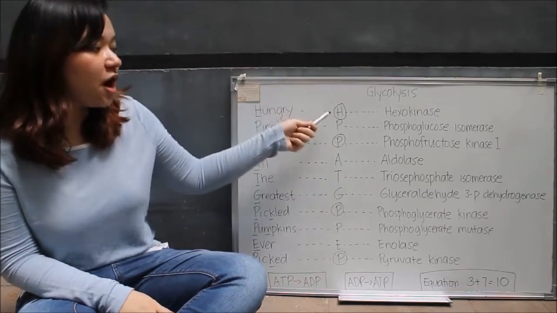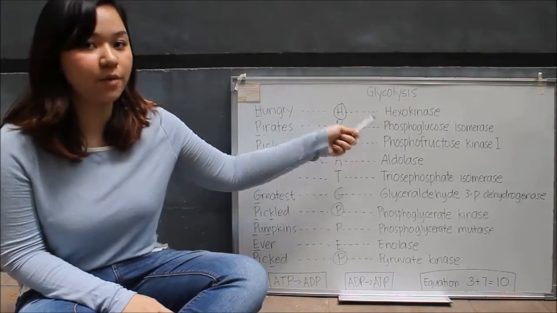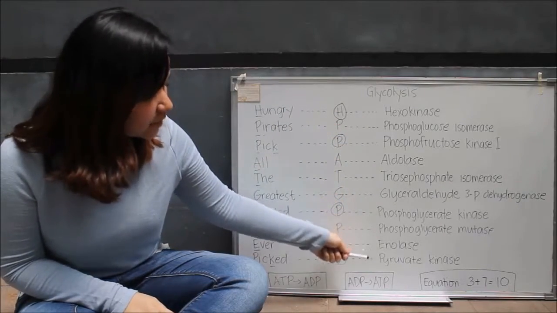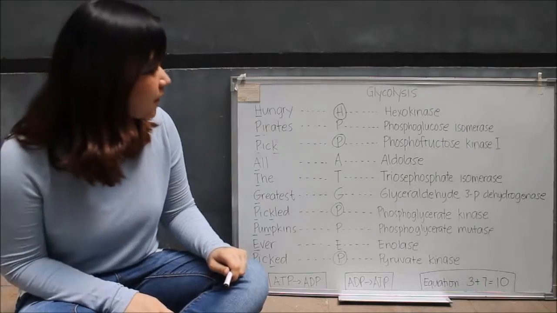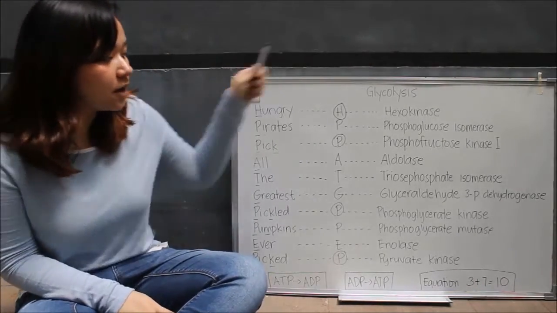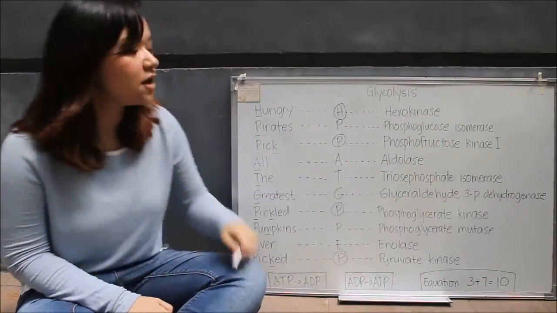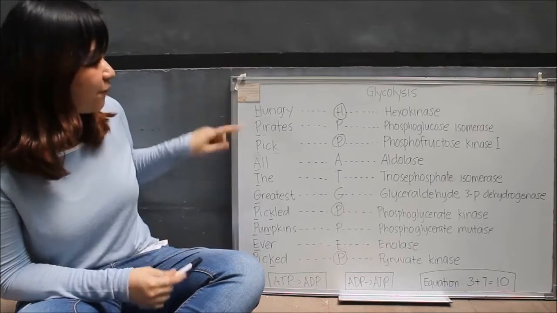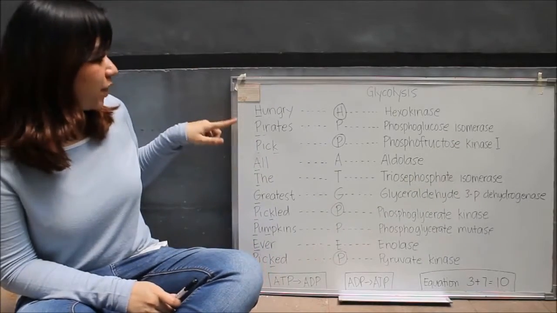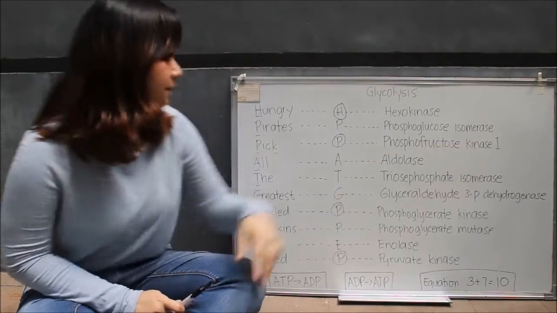So for H, hexokinase. For P, phosphoglucose isomerase. But as you can see, we have many enzymes which start with the letter P. So we have to make sure that each mnemonic corresponds to the enzyme, whether it's an isomerase, kinase, or mutase. So for example, we have pirates, P and I, for phosphoglucose isomerase. Then we have PIK, P and K, for phosphofructose kinase 1.